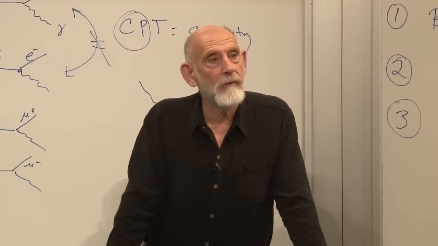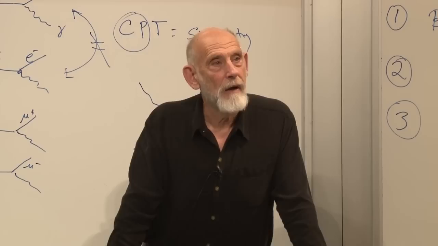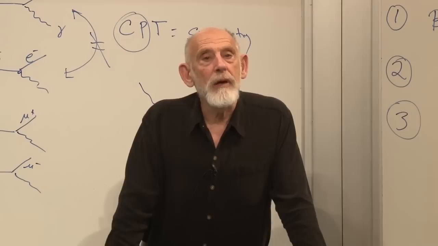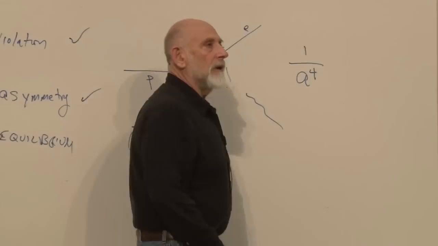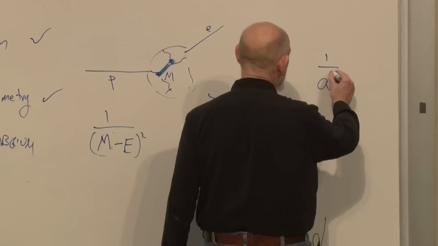There's 10 to the 8th of them for every proton. But how is it that it can account for such a negligible portion of the total energy in the universe? Because remember that radiation energy density decreases like 1 over the scale factor to the 4th power, and matter energy density decreases like 1 over a cubed.